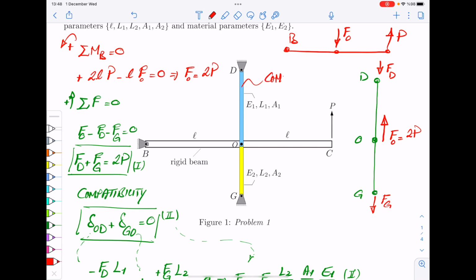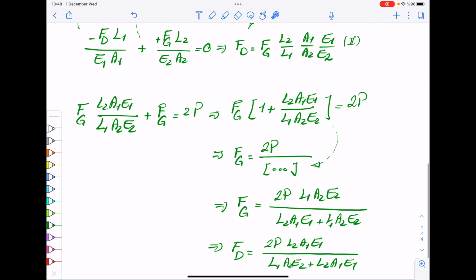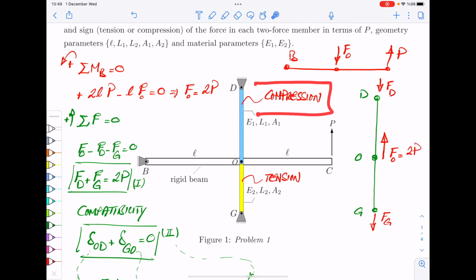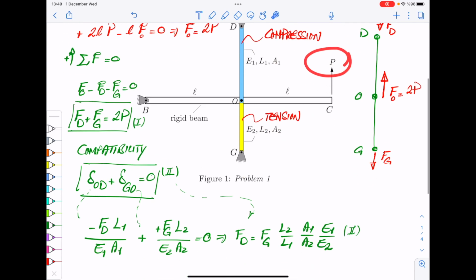This is compression, and this is tension. By the way, the fact that I'm saying it's compression and it's tension is partially related to the picture that we see, but it's not the whole story. After solving this, if Fd came to be a negative value, that would have changed the story, right? But now we can confidently say that's compression and that's tension based on the force P, okay?